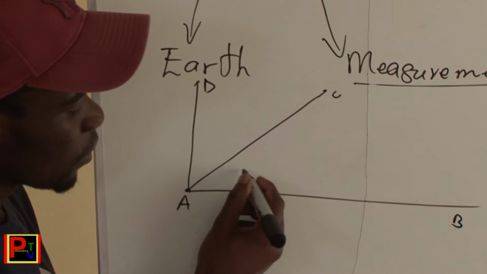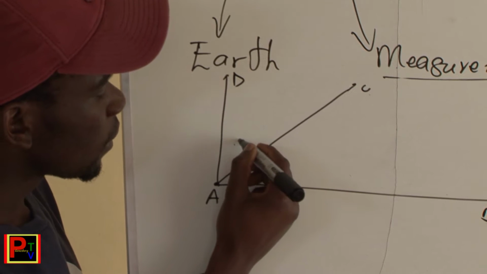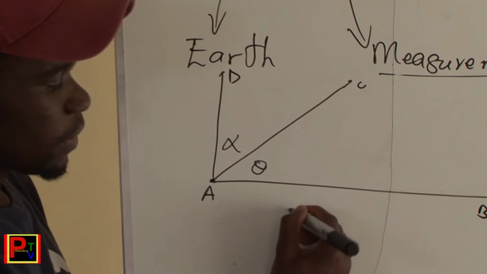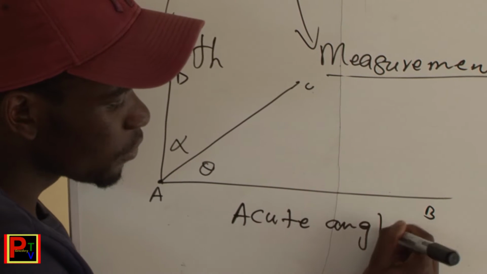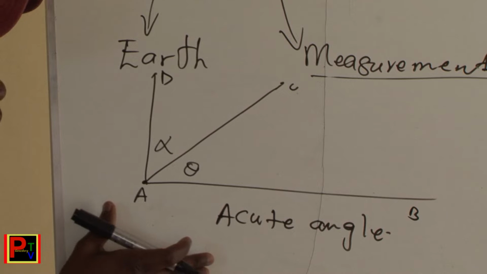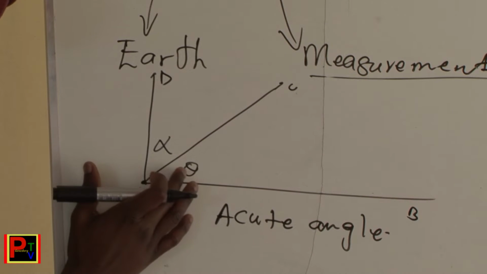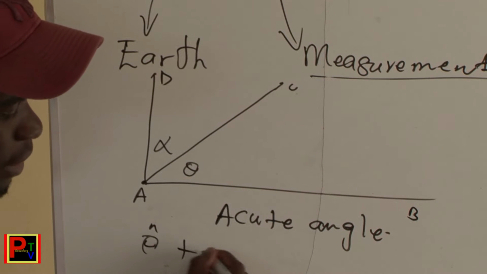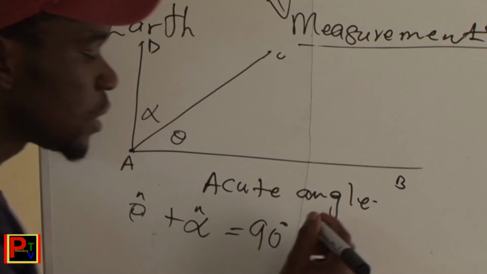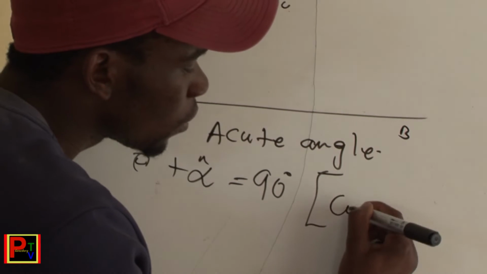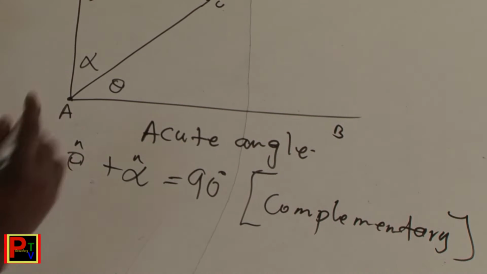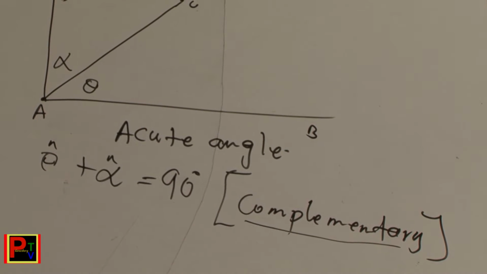Now, this angle, we can call it angle theta. This angle, we can call it alpha. Now, we say that these two angles, look at this, you have an acute angle. Don't forget that. What did we say? We say that an acute angle is the angle measured between 0 degrees and 90 degrees. That simply means if we add these two, the angle theta plus the angle alpha, we will get 90 degrees. And if we add these two angles and they give us 90 degrees, we simply say these two angles are complementary angles. So we have a word there. Complementary angles simply means adding up to 90 degrees.